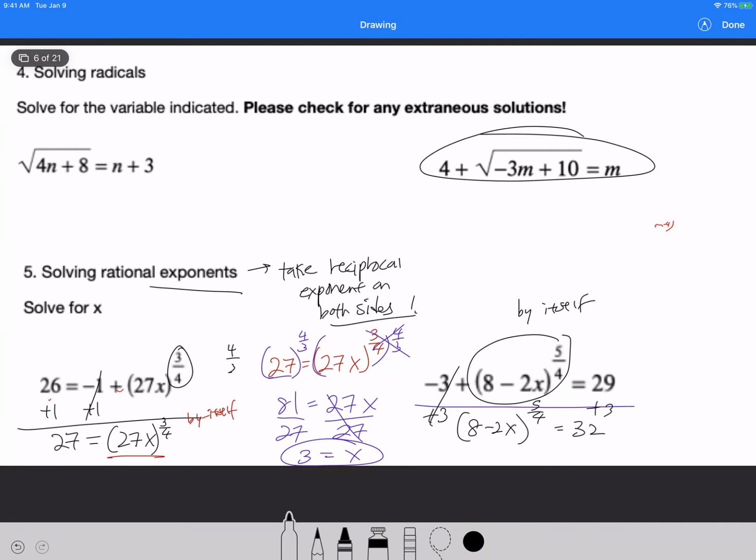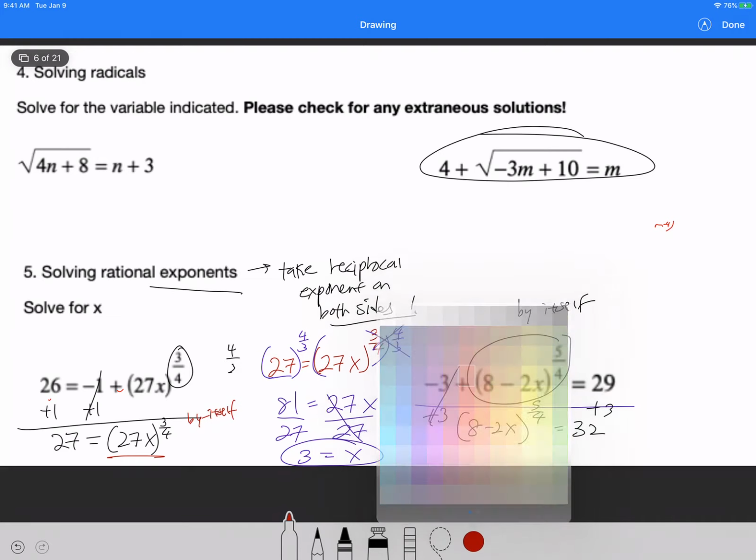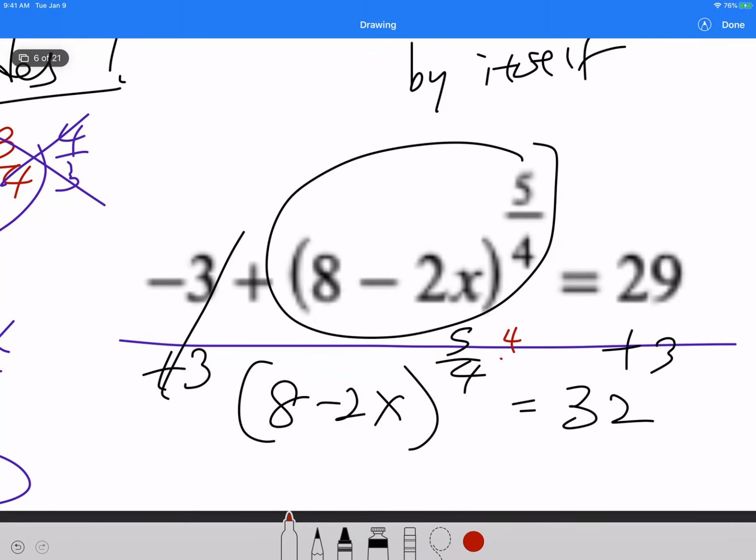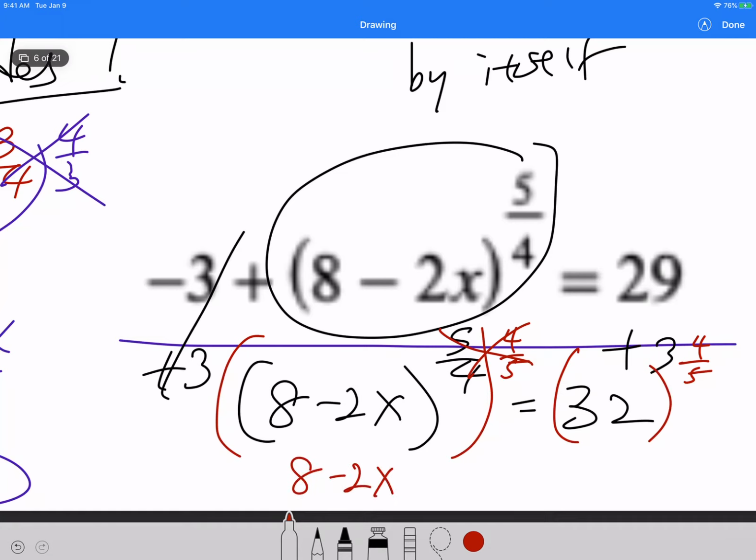Then what am I going to do? I am going to simply take both sides of the equation raised to the power of 4 over 5. Just raise them to the 4 over 5 because then those will cancel each other out. I get 8 minus 2x is equal to 32 raised to the power of 4/5. If you type that into the calculator, I believe what you're going to get is 16.